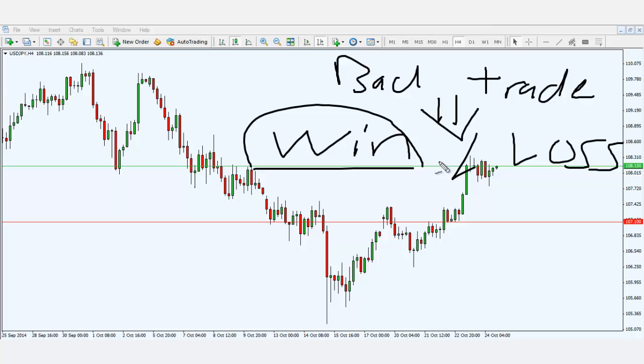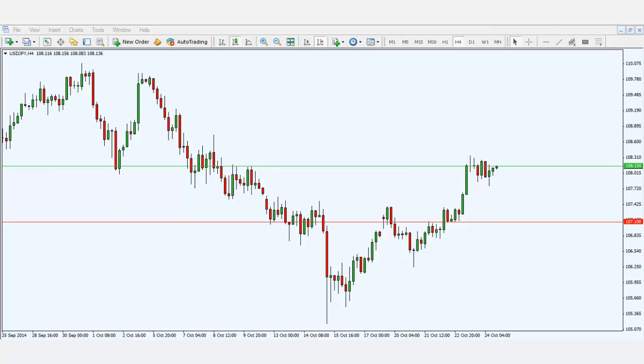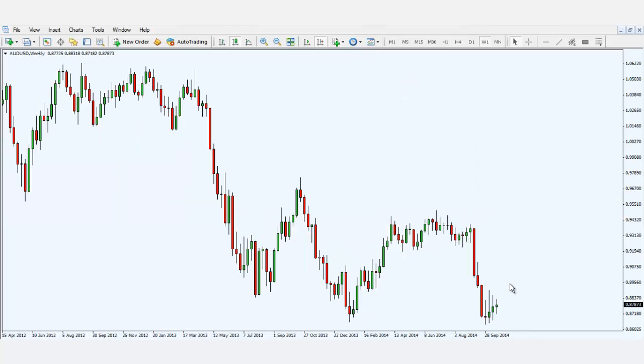Alright? You could lose and still execute a good trade, and you should not actually blame yourself for it, because I would say you've done a good job. So that's for the dollar yen. I lost on that trade, but to me it was a good trade. So moving on, the next pair we look at is the Aussie dollar.